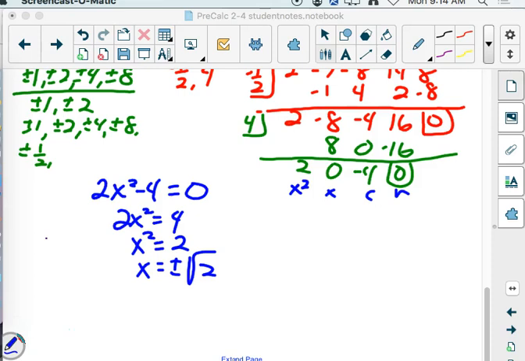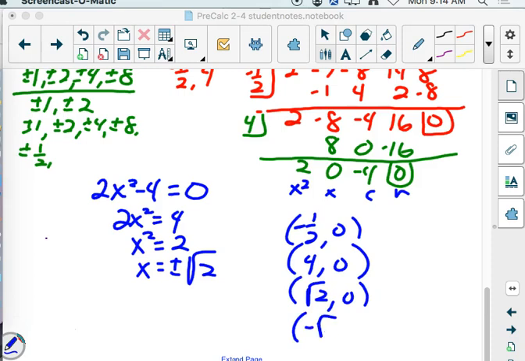But if you recognized it, you could do synthetic with negative square root of 2. Remember, they always come in pairs. So we write down that we know negative 1/2, 0 is a go. 4, 0 is a go. Square root of 2, 0 and negative square root of 2, 0. Both a go. And we have all four.